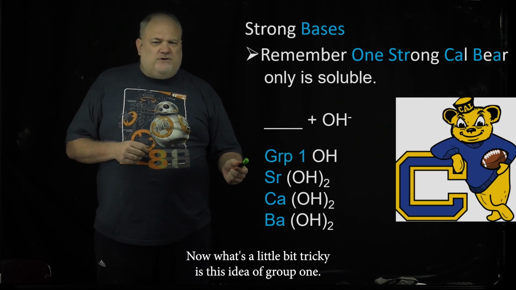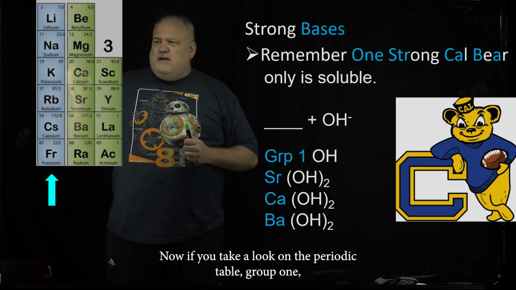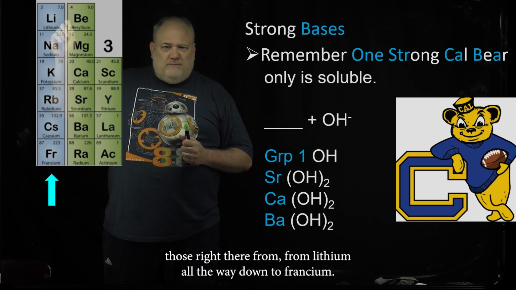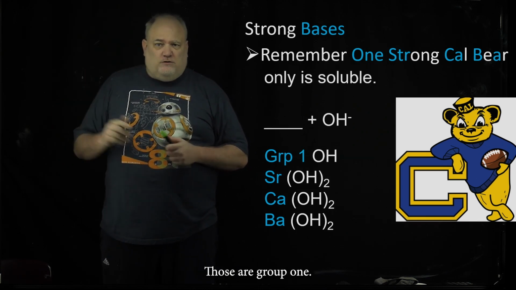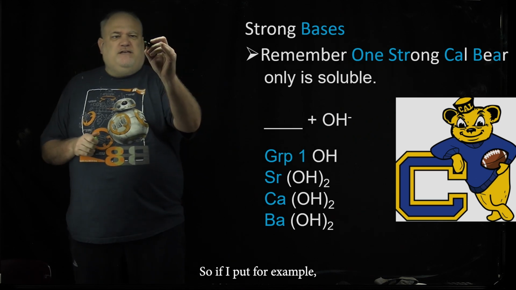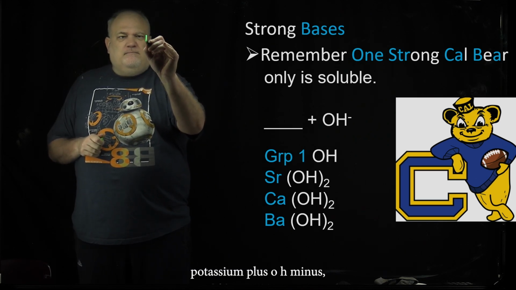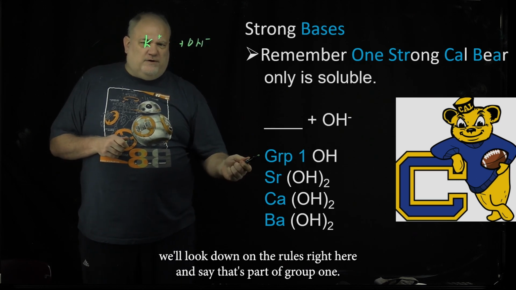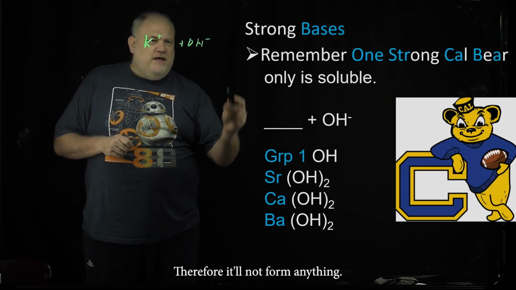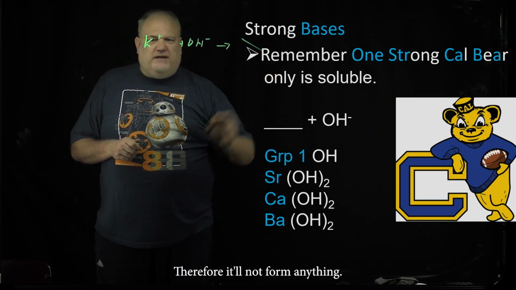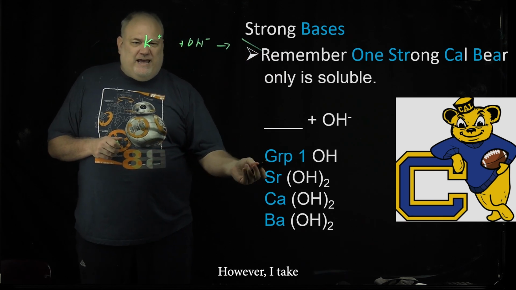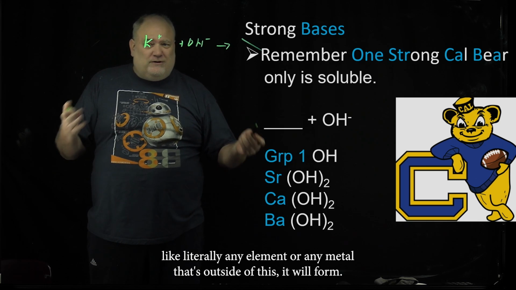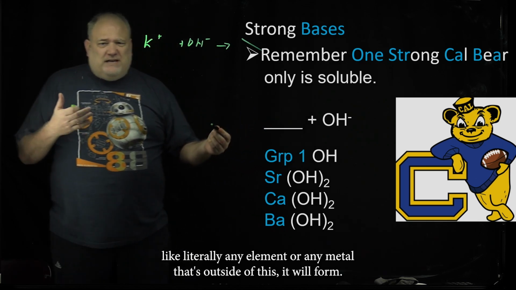Now, what's a little bit tricky is this idea of group 1. If you take a look on the periodic table, group 1, those right there, from lithium all the way down to francium, those are group 1. So if I put, for example, potassium plus OH minus, we'll look down at the rules right here and say that's part of group 1, therefore it'll not form anything. However, if I take anything that's outside of this, like literally any element or any metal that's outside of this, it will form.